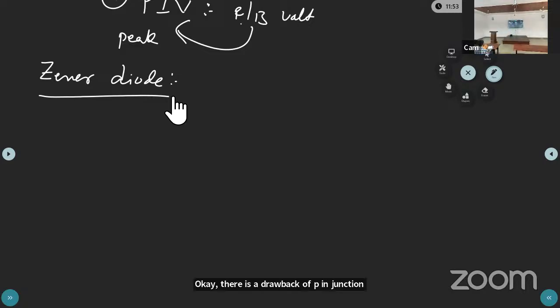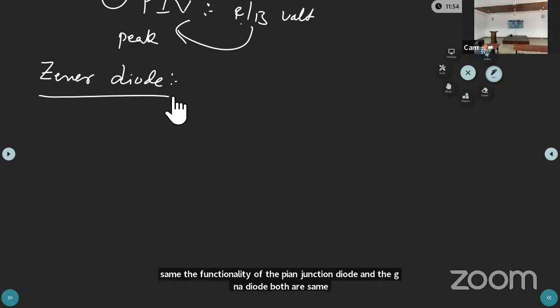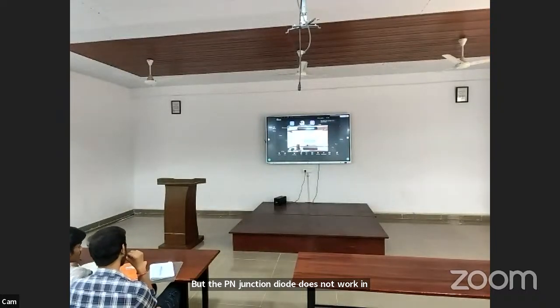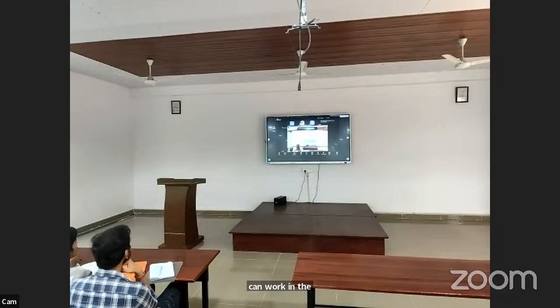Now, to overcome that drawback, the next diode was invented. That diode is called the Zener diode. The functionality of the PN junction diode and the Zener diode is the same, but the PN junction diode does not work in the reverse bias, and the Zener diode can work in the reverse bias also. How does it work?